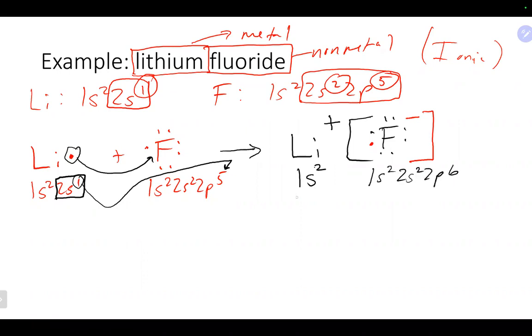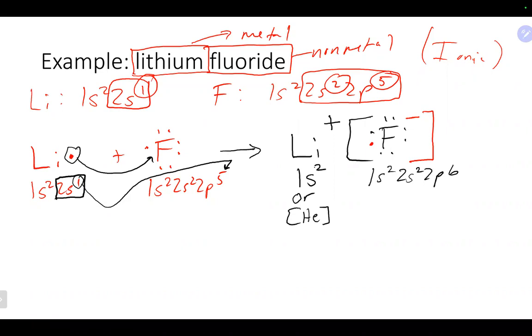On the periodic table, who has a configuration of 1s2? Who is number 2 on the periodic table? Helium. Helium is what type of element? It's a noble gas. So lithium here, by giving away its 1 electron, backed up in terms of its electron configuration, and now is isoelectronic, which means it has the same electron configuration as helium, which makes it really stable in this situation.